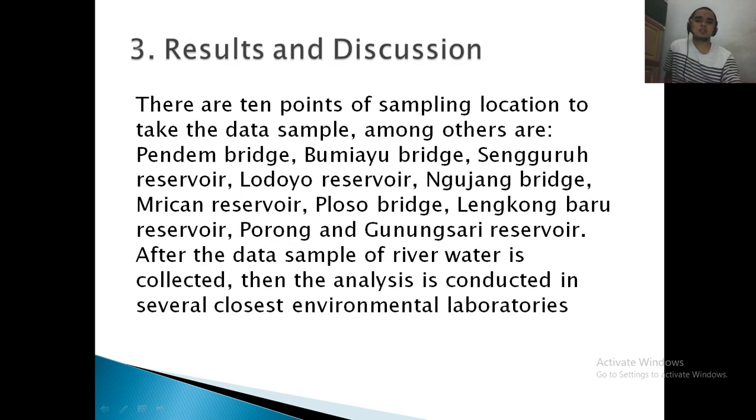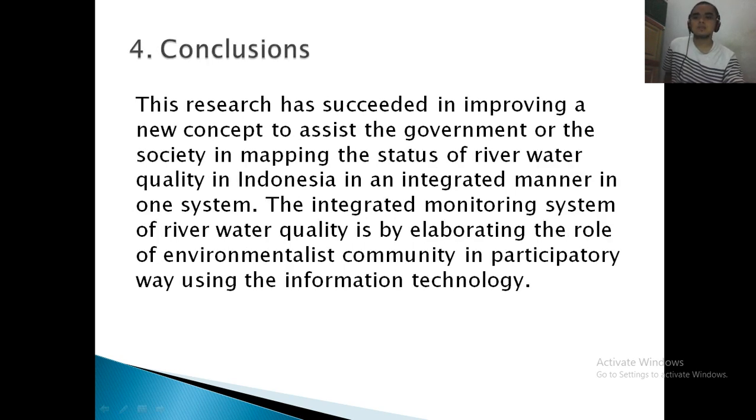And three, result and discussion. There are 10 points of sampling location to take the data samples. Among others are Pendem Bridge, Bumiayu Bridge, Sengaru Reservoir, Lodoyo Reservoir, and so on. After the data samples of river water are collected, the analysis is conducted in several environmental laboratories. And four is conclusion.